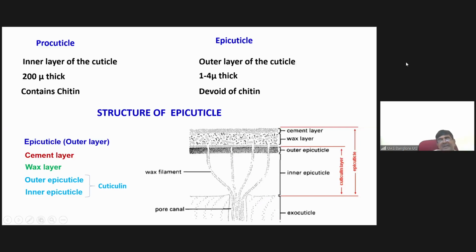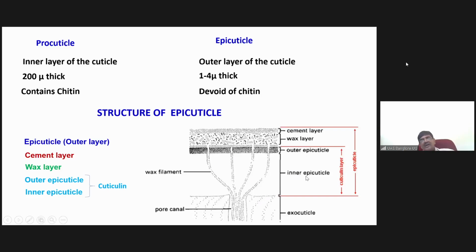The uppermost layer of the epicuticle is called the cement layer. Below the cement layer is the wax layer. Next to the wax layer, you have this black colored layer, which is called the outer epicuticle. Below the outer epicuticle, you have a larger area, which is called the inner epicuticle.